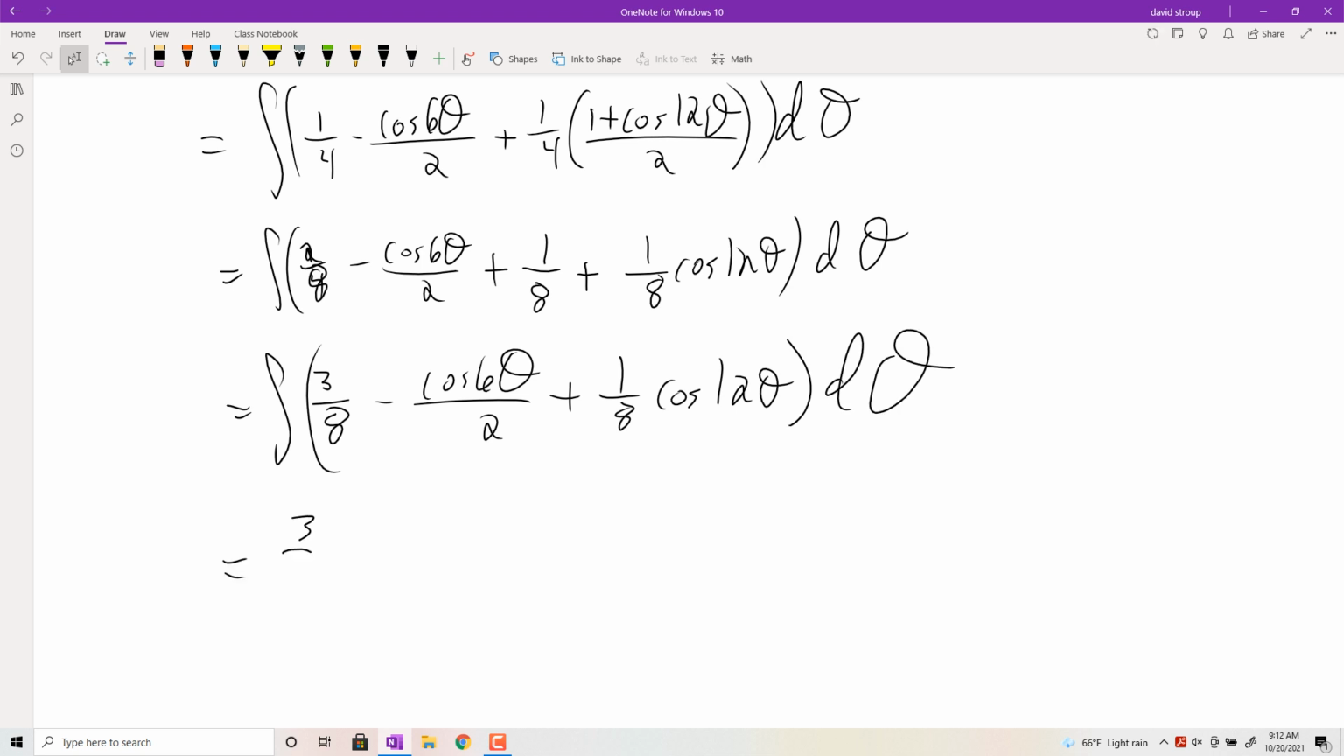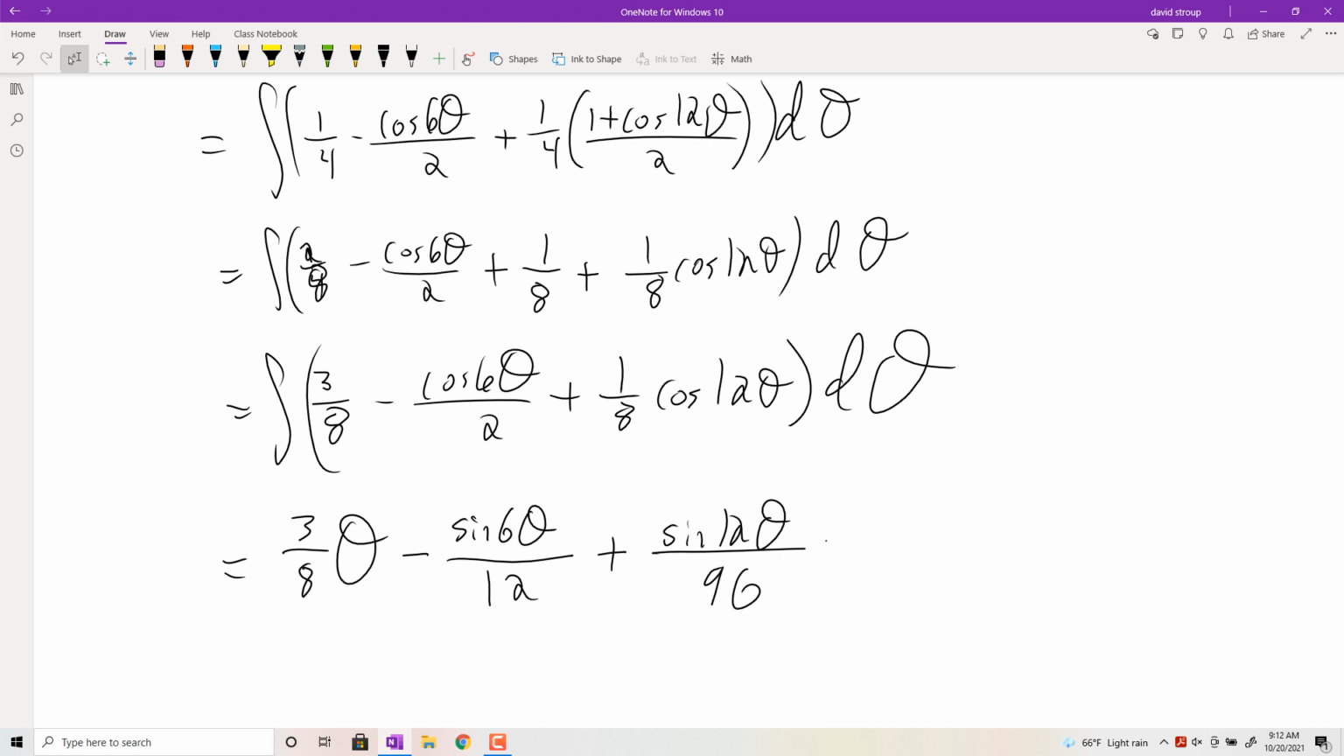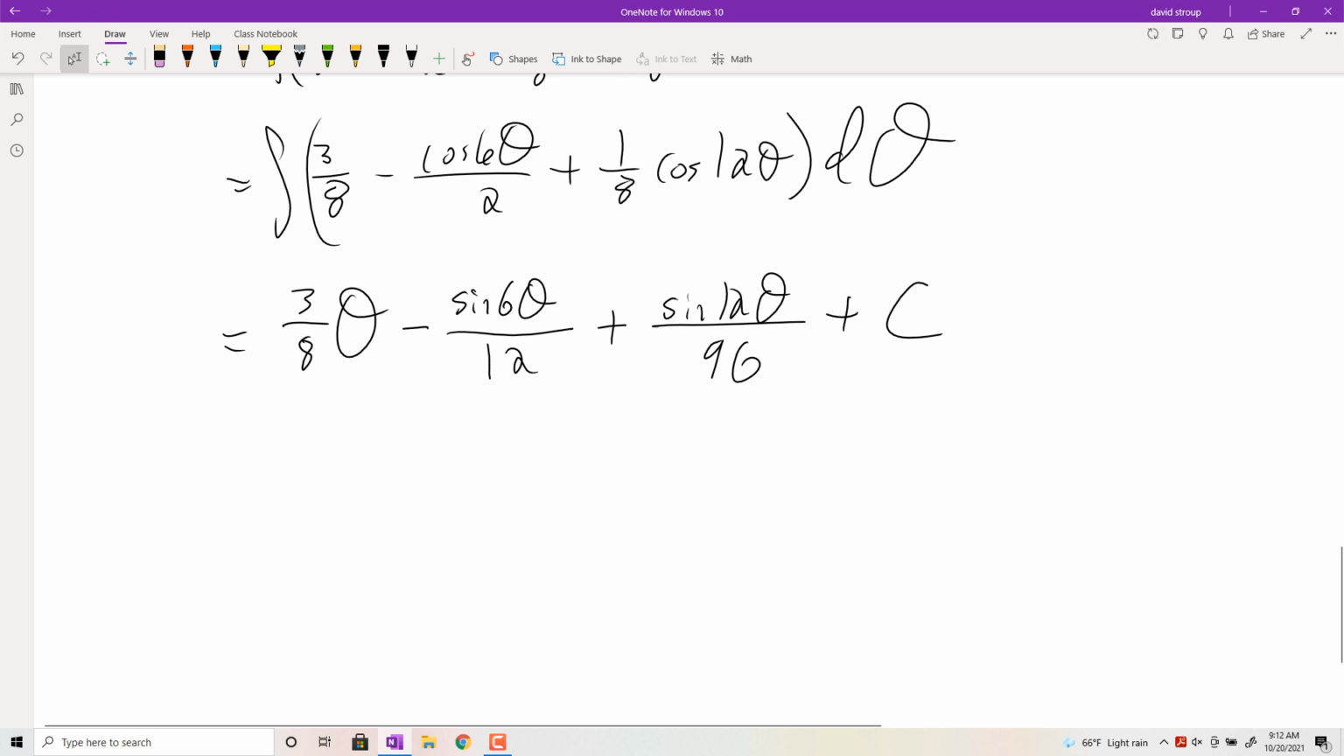Okay, so I get 3/8 theta minus, again, if you take the integral of cosine 6 theta, basically you're just going to be dividing by 6. So this would be sine of 6 theta over 12. And then the integral of cosine 12 theta, you're going to end up dividing by 12, right? So it'd be sine of 12 theta all over 8 times 12, which I would think is 96. Okay, and that'd be your answer.